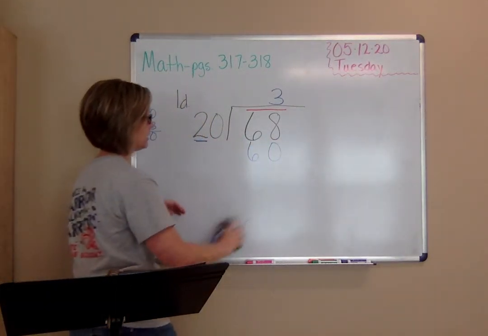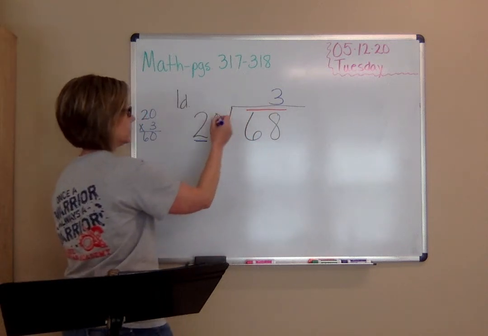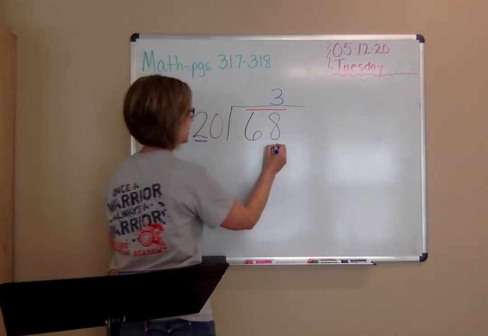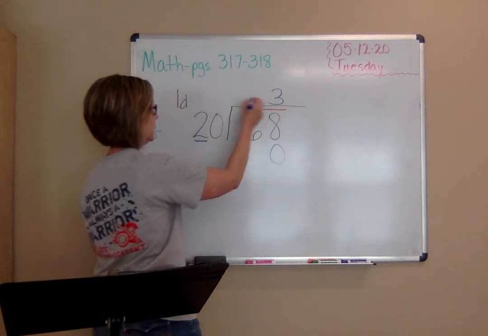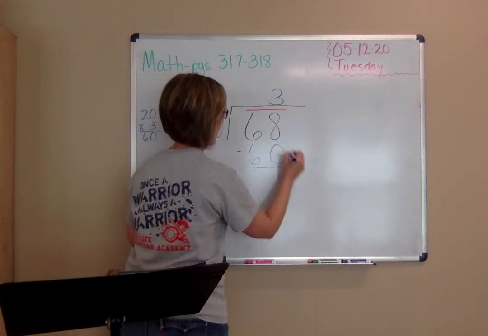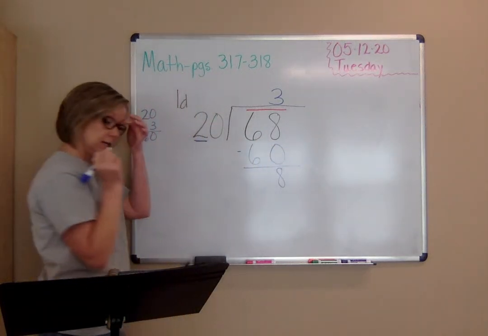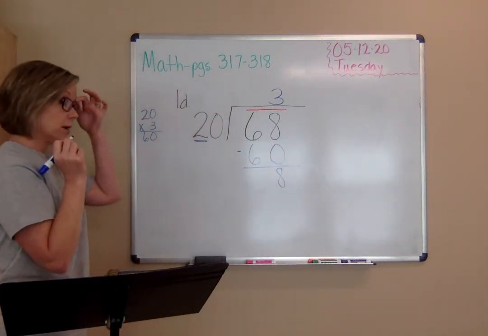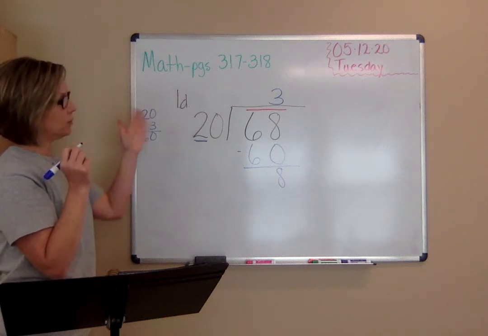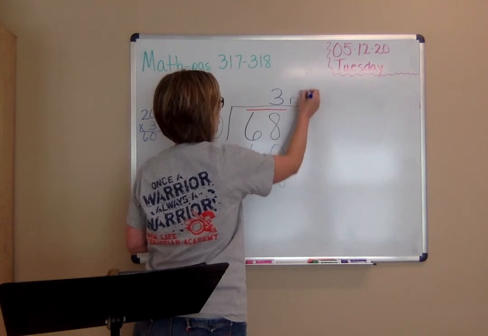Well, let me just erase for a second. Do it the second option. 3 times 0 equals 0. 3 times 2 equals 6. And then we subtract. 8 minus 0 equals 8. 6 minus 6 equals 0. Now, 8 is smaller than 20. We have nothing to bring down. So we have 3 remainder 8.